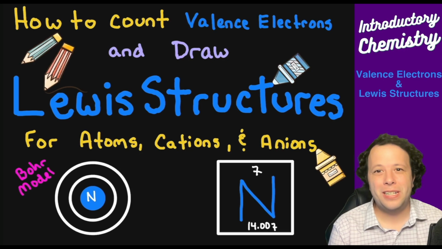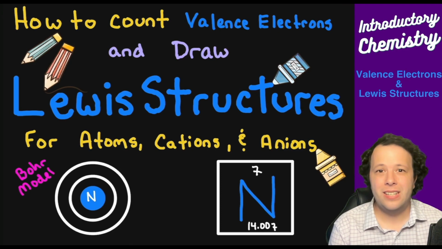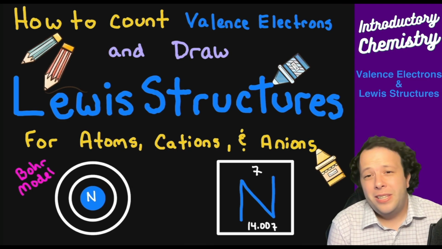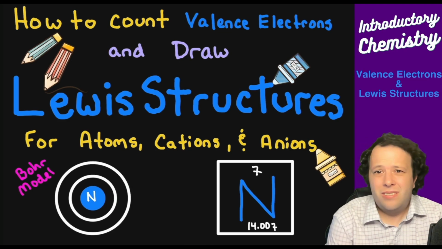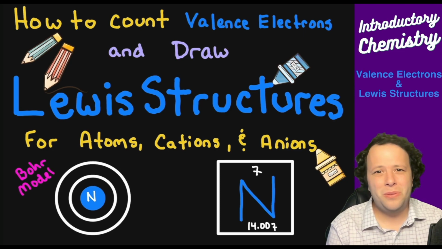And today we're going to be learning how to count valence electrons and draw Lewis structures for atoms, cations, and anions. So we're not going to be looking at the bonding picture, but just how to do the basics, right? How to stick to your fundamentals. So let's just get into it.